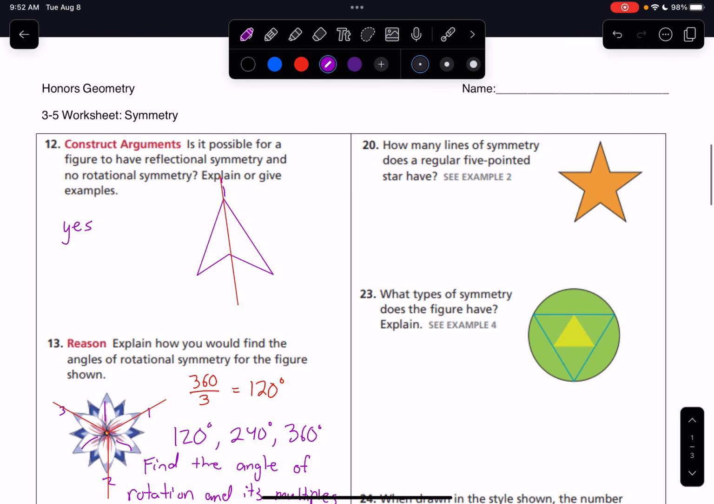Number 20, how many lines of symmetry does a regular 5-pointed star have? Let's draw them in. We can start at one point and go through the other side, and we can do that 5 times. And one more. There we go. So it's got 5 lines.